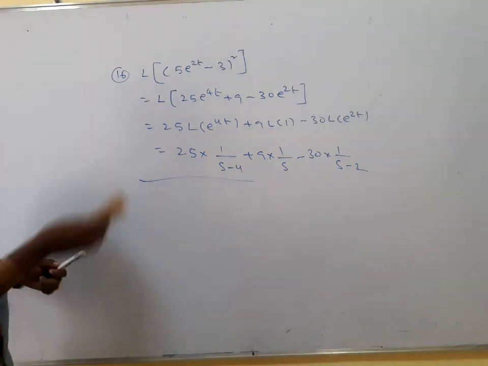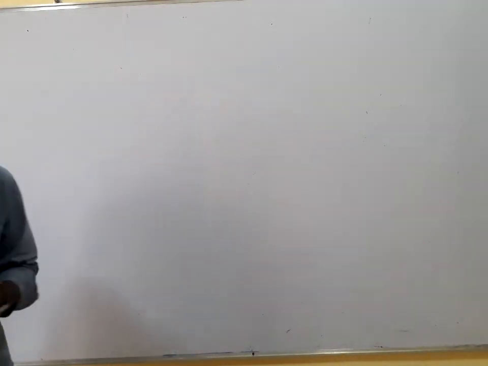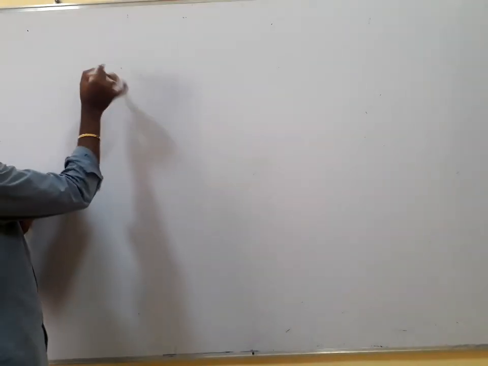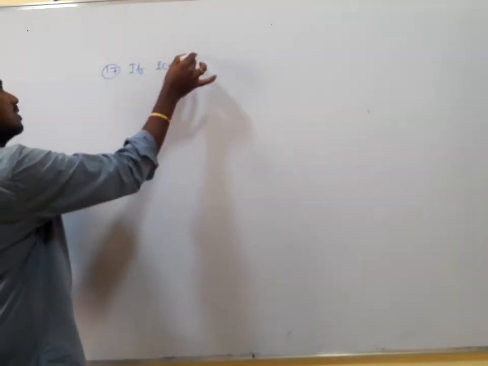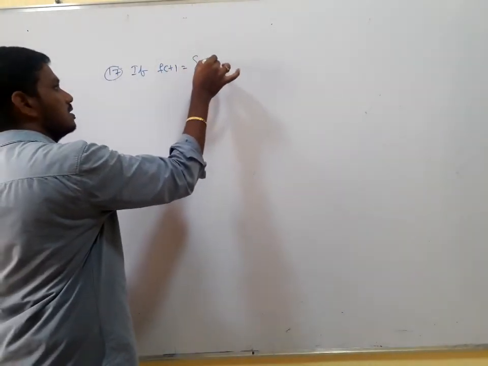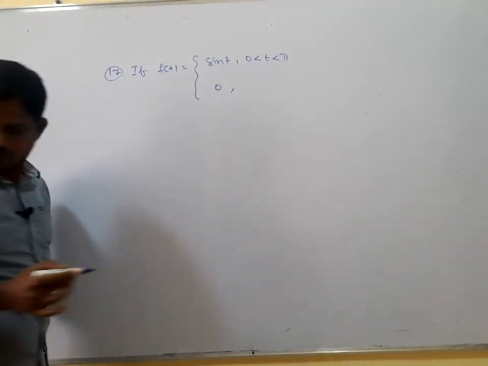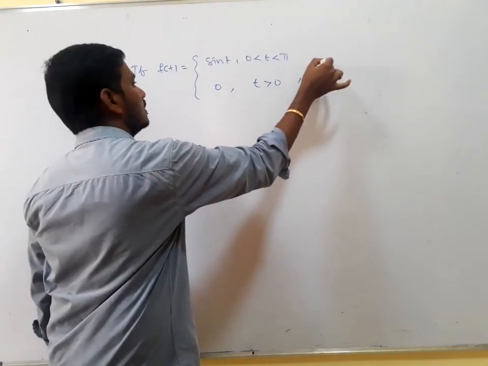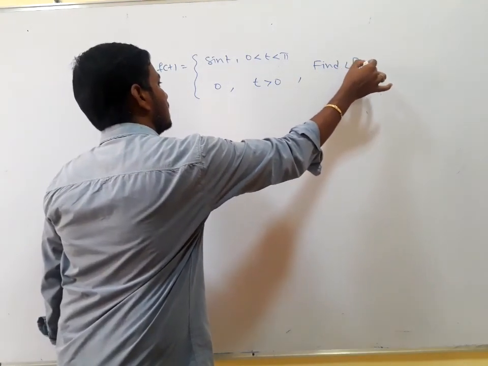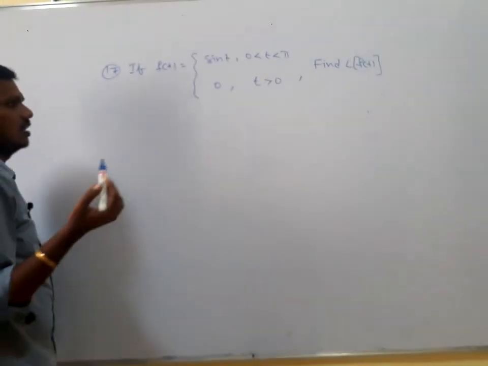Next, Laplace transform of the 17th one. If f of t is defined like this: sin t for 0 less than t less than pi and 0 for t greater than pi, find the Laplace transform of f of t. In this case, we go for the definition. There is no alternative here.